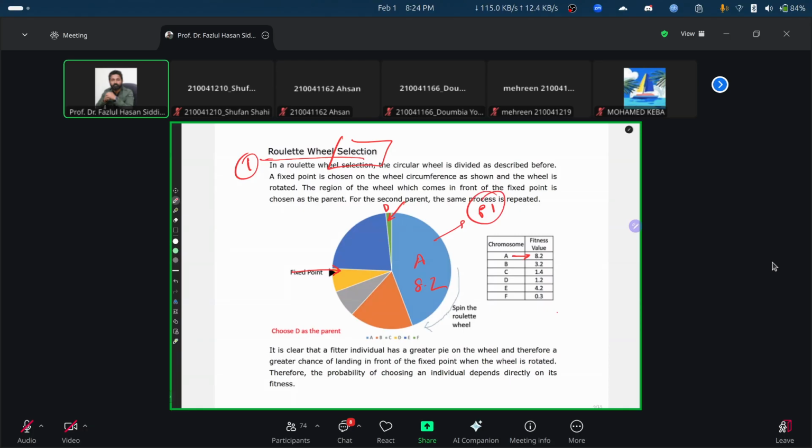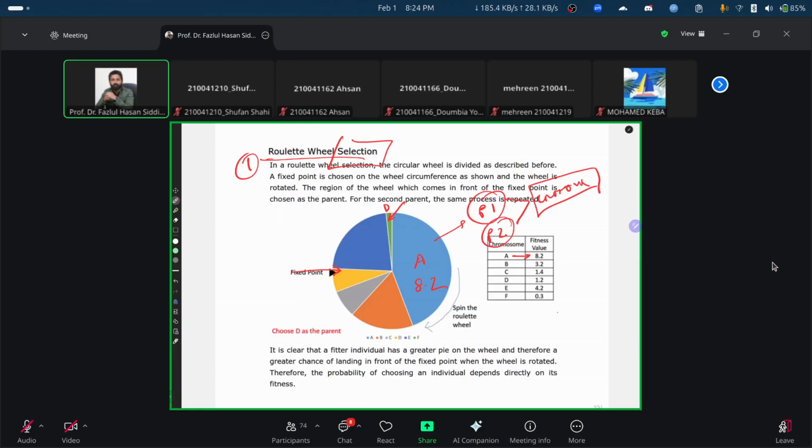And we'll do it again. The next winner will be the parent number two. And then we will go for the crossover. So how do we do the selection? Based on this roulette wheel. And this is called the selection process. It looks a bit funny, but that is it.